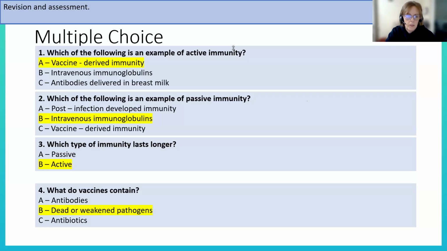What type of immunity lasts longer? It's active because you can produce your own memory cells that can then respond the next time you get an infection. Passive just hangs around temporarily. And vaccines contain dead or weakened pathogens. I think you all got that one. So well done there.